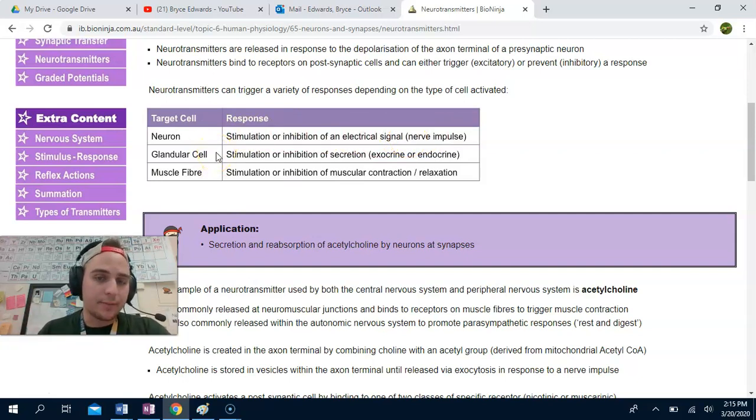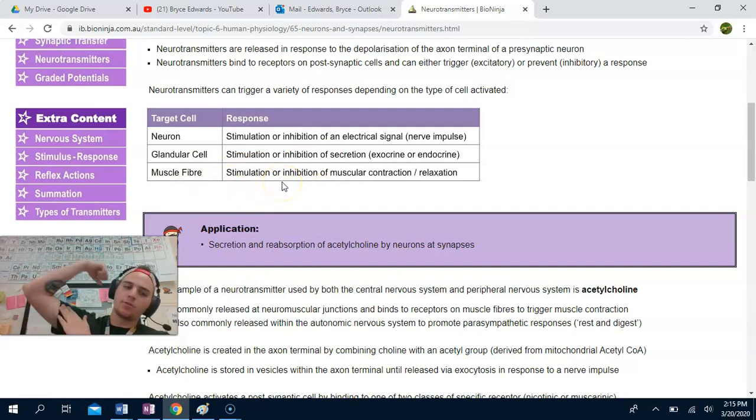If it's a glandular cell, meaning like your pancreas or your adrenal glands or something like that, it stimulates or inhibits secretion. One of the primary things that gives you that fight or flight response, that pump of adrenaline whenever somebody spooks you, is that these neurotransmitters are coming in and sending signals to stimulate secretion of adrenaline, of epinephrine, so that you are ready to go. Or if the target cell is a muscle fiber, it can stimulate or inhibit muscular contraction or relaxation or extension.